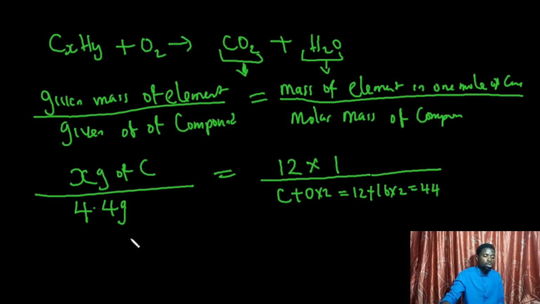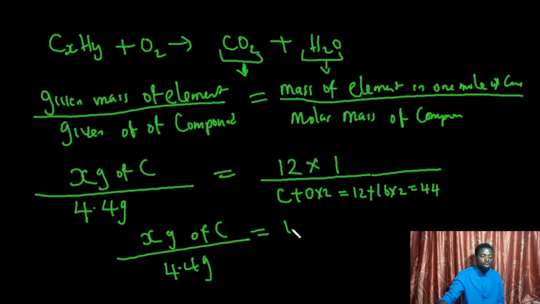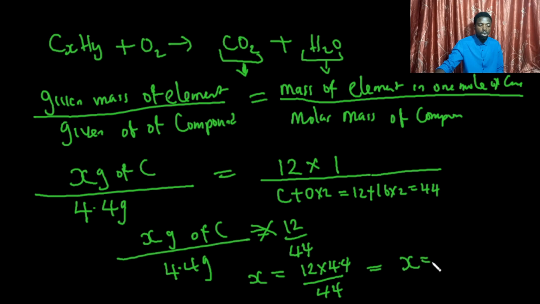So if we write this, we are going to have x gram of carbon divided by 4.4 gram equals 12 over 44. If we cross multiply, x is going to be equal to 12 times 4.4 divided by 44, and eventually we are going to have that x is equal to 1.2 grams of carbon. I hope this is understood. Yes, so you have that the total carbon atoms inside this hydrocarbon would be found in CO2 after combustion, while the total hydrogen will be found in water after combustion.